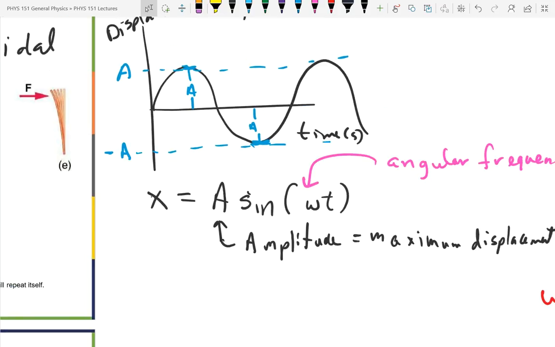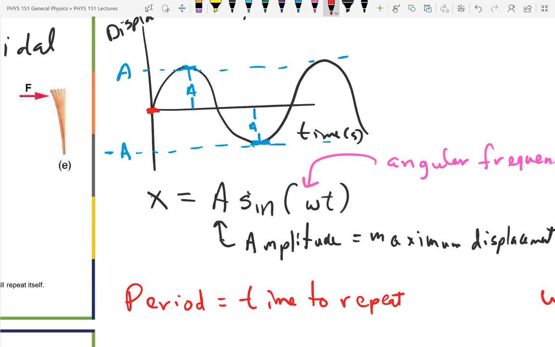Some other things to see on this picture. I have time on the horizontal axis. A very important time is the time for something to repeat. We call the time to repeat the period. Now I can measure the period from any point to when it's exactly reproduced. So let's say I start right here. I start when my displacement is 0 and it's going to positive displacement.